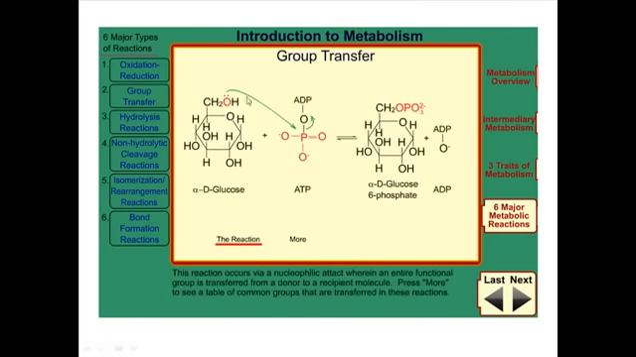Let's talk about group transfer. So what is a group transfer reaction? Group transfer means we have different chemical groups that have to be added to a particular molecule or deleted from a molecule, and this addition or deletion has a significant effect on that molecule.